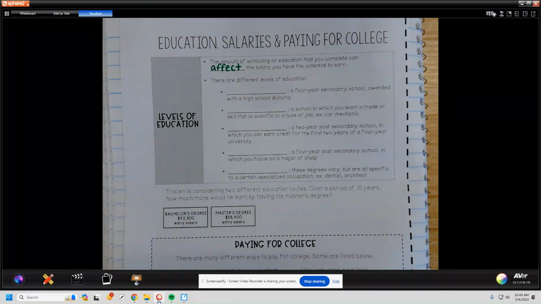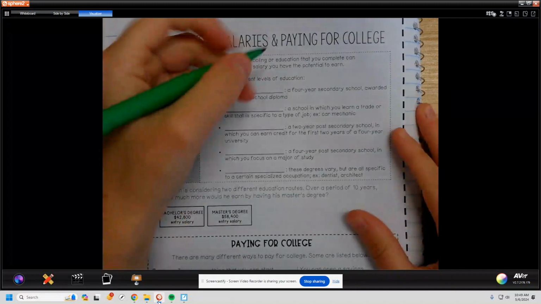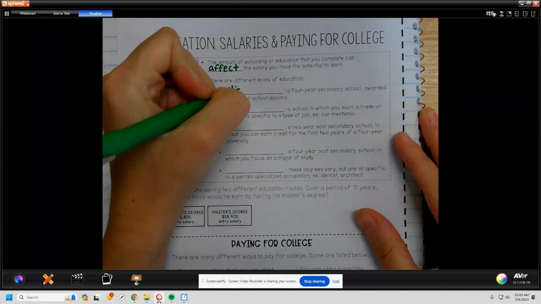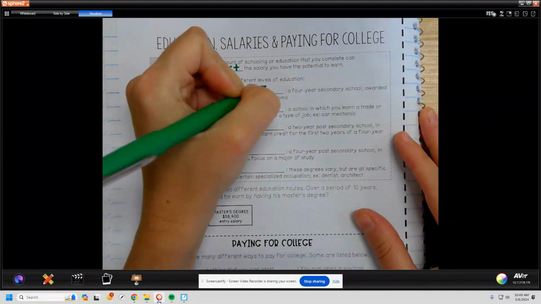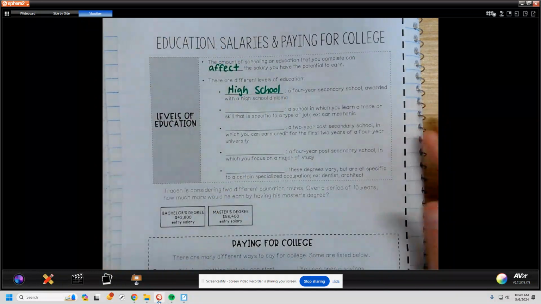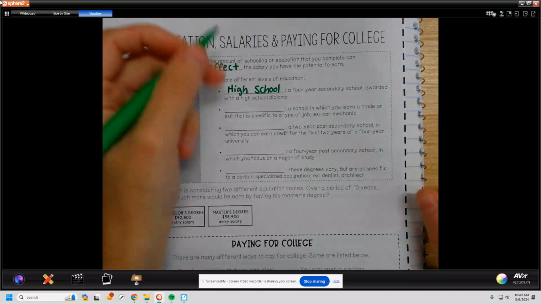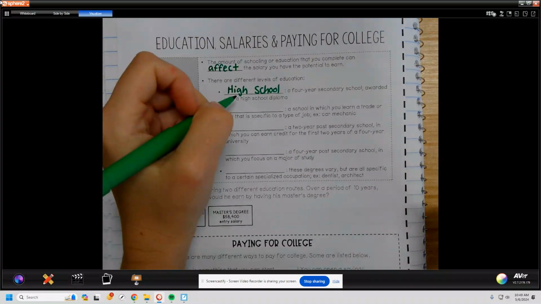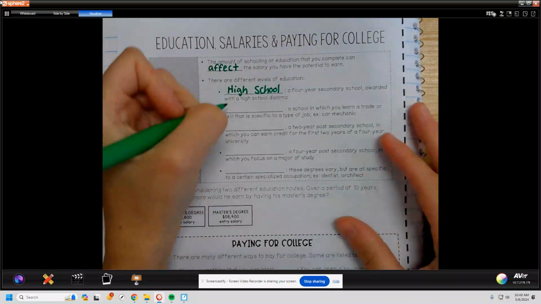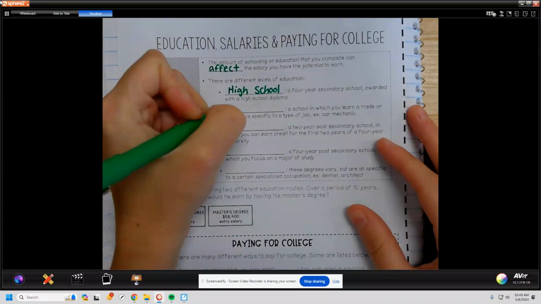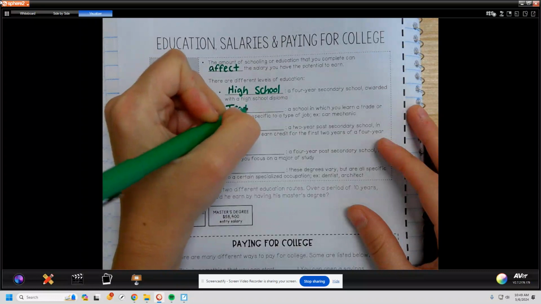All right, on the notes, the first level of education we're going to fill in is going to be high school. So that counts for something. When you get your high school diploma, when you graduate, that's a good start. That means you passed your classes and you graduated high school. After high school, not everybody goes to college, of course. Some people want to do jobs that require trade school.